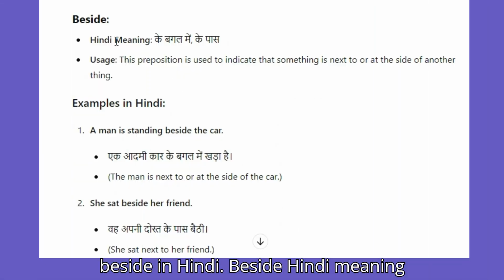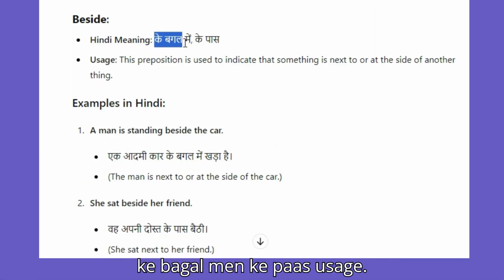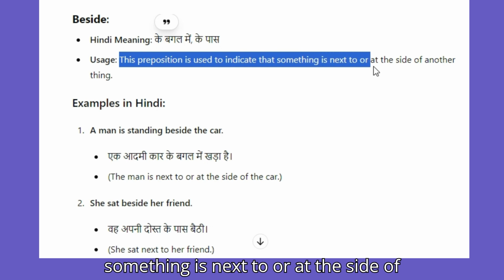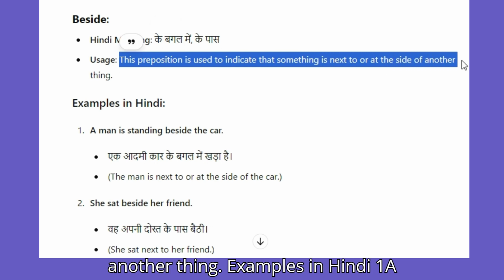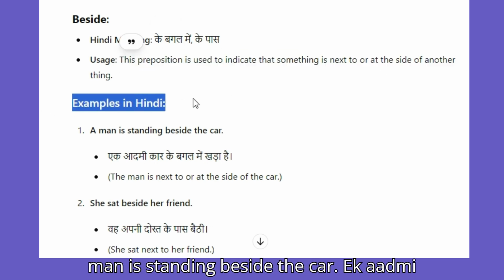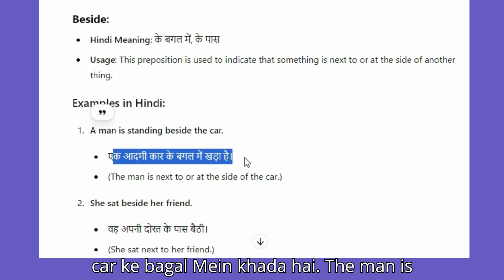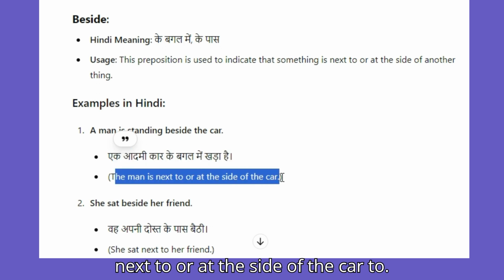Beside in Hindi. Beside, Hindi meaning, ke bagal mein, ke paas. Usage: this preposition is used to indicate that something is next to or at the side of another thing. Examples in Hindi. 1. A man is standing beside the car. Ek aadmi car ke bagal mein khada hai. The man is next to or at the side of the car.